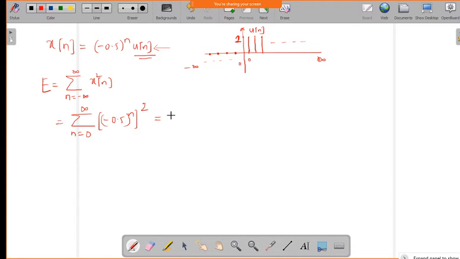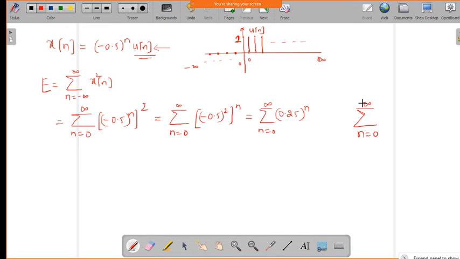Now we can express this as the summation from n equal to 0 to infinity. I can rewrite this as 0.5 square whole power n, interchanging the powers. What is minus 0.5 square? Minus 0.5 into minus 0.5 gives 0.25, whole power n. Now we have the standard expression, which you must always remember.